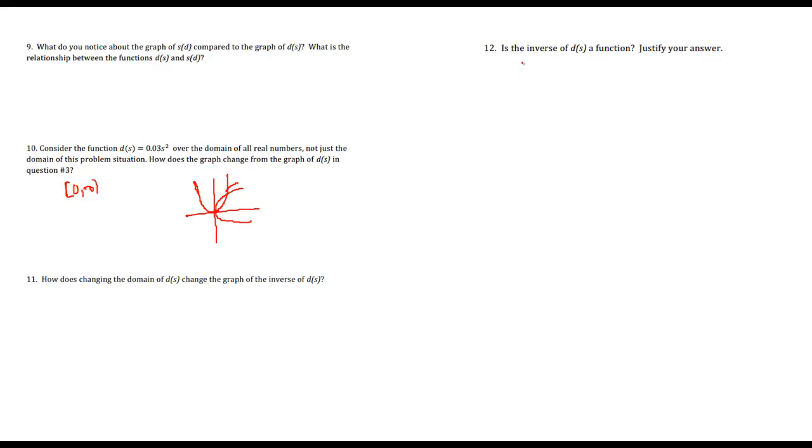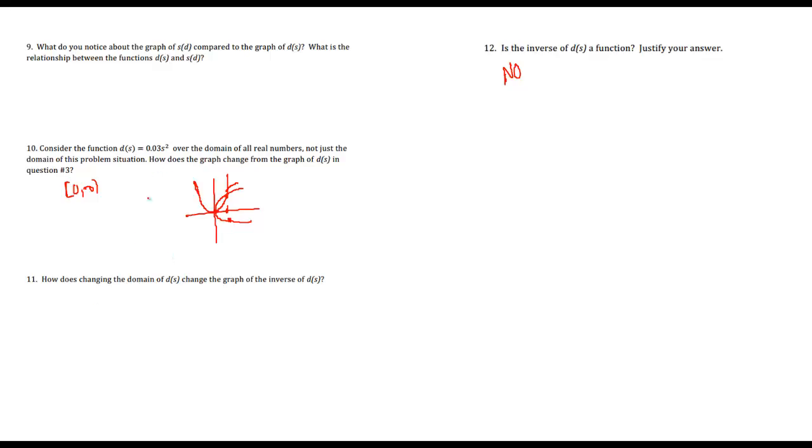Now, is the inverse of d of s a function? And the answer is no. Why is it not a function? Because remember, a function has to pass the vertical line test. Because for every input, for every x value, there can only be one output. And there's two outputs. If I go to x equals 2, there is going to be two different answers.